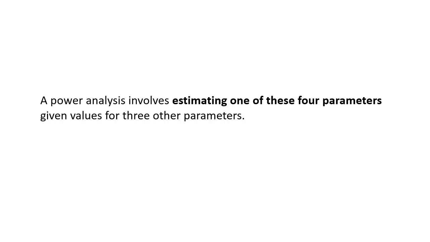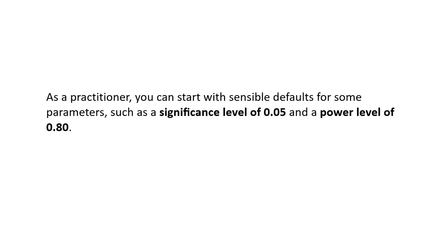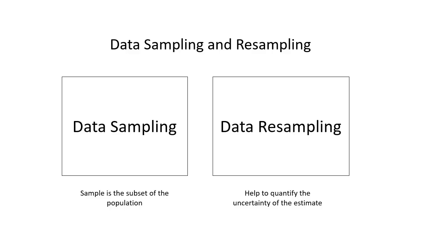Perhaps the most common use of power analysis is in the estimation of the minimum sample size required for an experiment. As a practitioner, you can start with sensible defaults for some of the parameters, such as a significance level of 0.05 and a power level of 0.80. You can then estimate a desirable minimum effect size, specific to the experiment being performed. A power analysis can be used to estimate the minimum sample size required. In addition, multiple power analyses can be performed to provide a curve of one parameter against another. Now, more elaborate plots can be created varying these parameters. This is an extremely useful tool in experimental design.